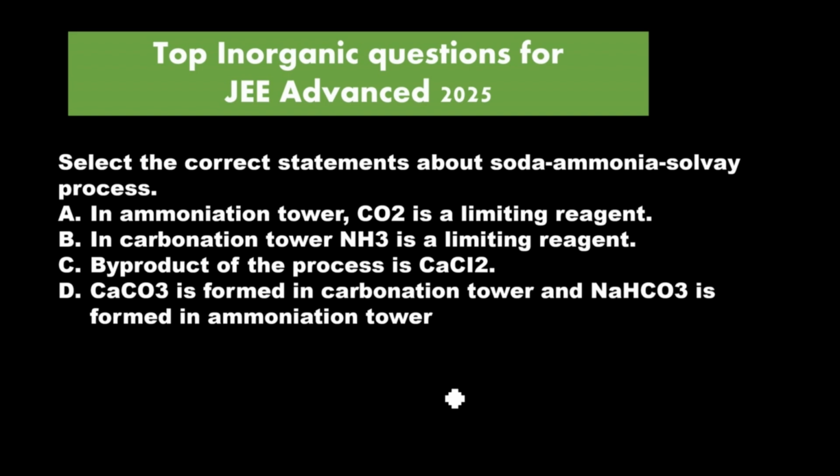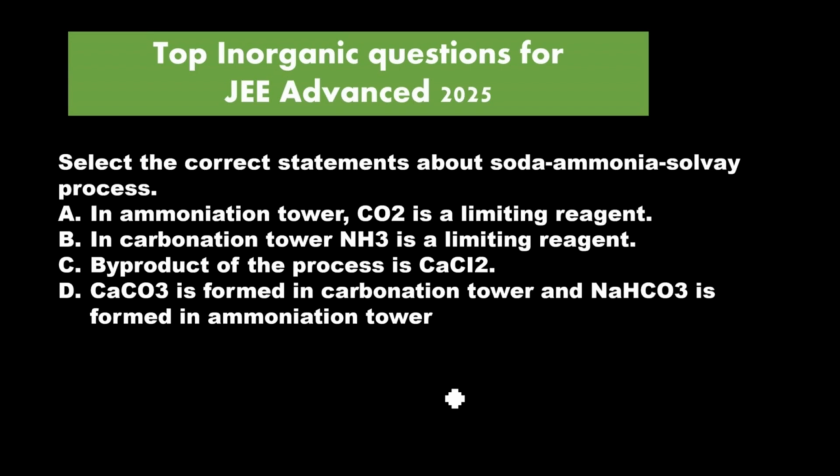Then select the correct statements about the soda ammonia Solvay process. Option A is in ammoniation tower, CO2 is limiting agent, and in carbonation tower, ammonia is limiting agent. Byproduct of the process is calcium chloride, and calcium carbonate is formed in the carbonation tower, and sodium bicarbonate is formed in the ammoniation tower.